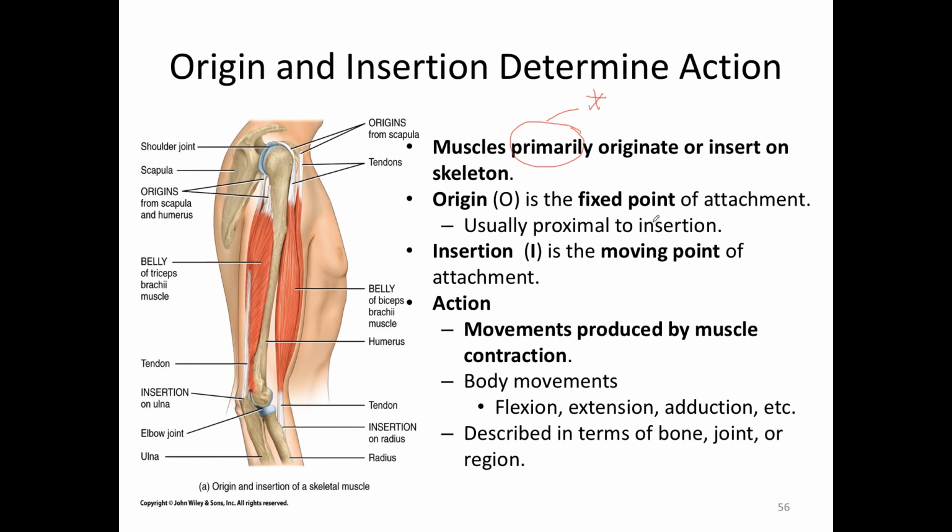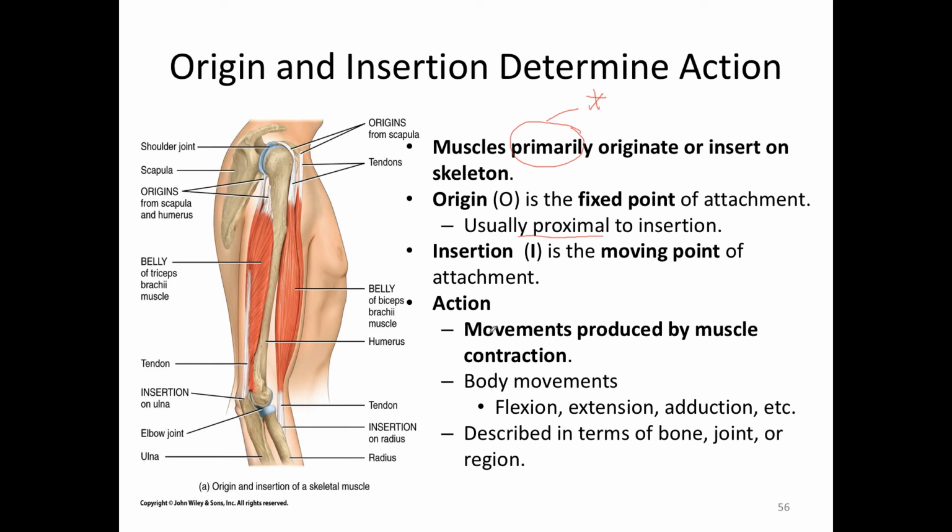The origin is the fixed point of attachment, and in the case of limbs, it's usually proximal to the insertion. Insertion is the moving point of attachment, and it's generally true, not always, but oftentimes true, that when you flex a muscle, the origin is going to stay the same, and the insertion is going to get closer to the origin. So for example, here is the insertion of the biceps brachii on the radius. If I flex my biceps brachii, I'm going to move my radial tuberosity closer to the humerus, which is the origin.